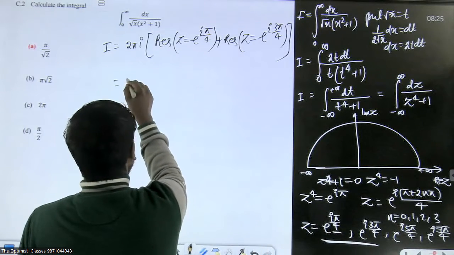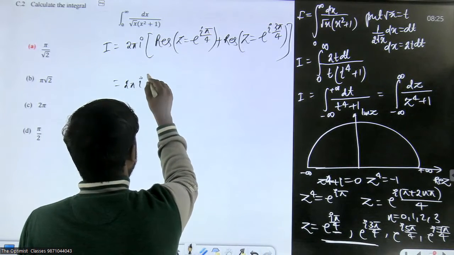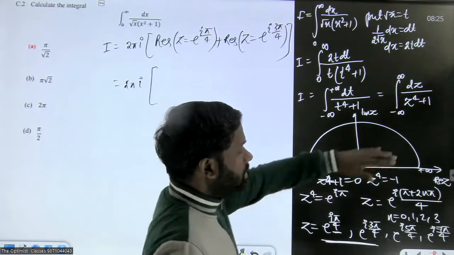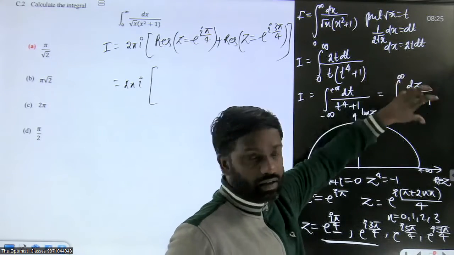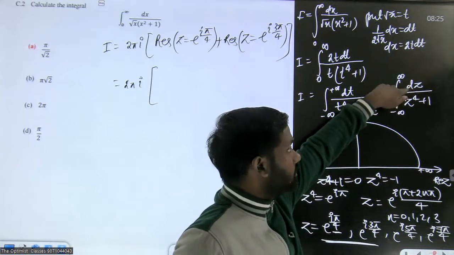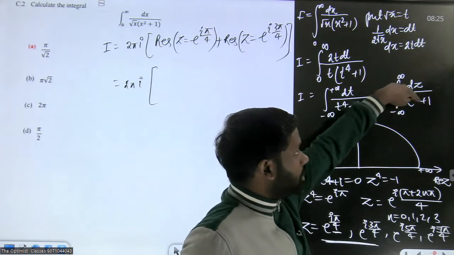So therefore, we can calculate the residue easily as 2 pi iota. This is in the form of a fraction. So there is a numerator, and there is a denominator. The numerator is 1 here in this function, and the denominator is z to the power 4 plus 1.